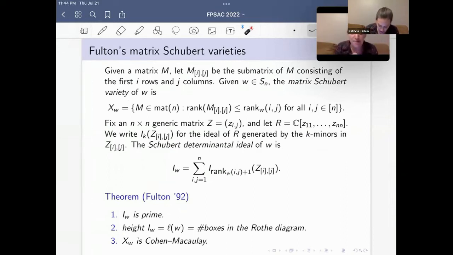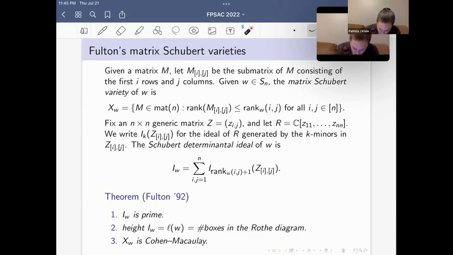And the theorem due to Fulton has, maybe most importantly for us, this combinatorial information here: that the height of the ideal is the same as the Coxeter length of the permutation, which is the same as the number of blank boxes, whether essential or not, in the Rothe diagram. So when we cancel a box, we're going to be decreasing the Coxeter length of our permutation, so decreasing the complexity of the situation.